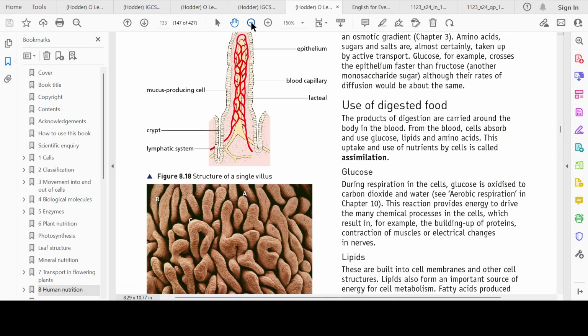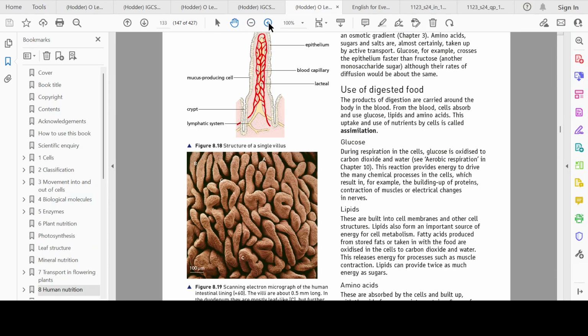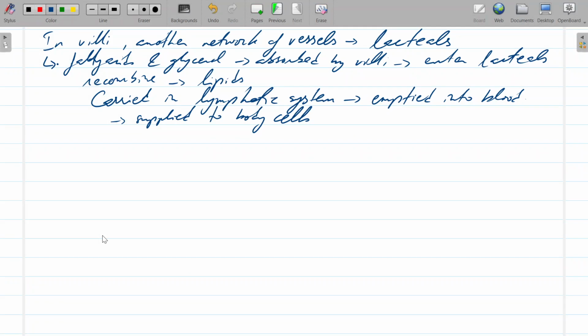Okay, so that's the diagrammatic representations. Now coming back and quickly wrapping up this chapter, we're going to talk about how the digested food is utilized. And that is the assimilation part. So, let's give a subheading over here: assimilation.